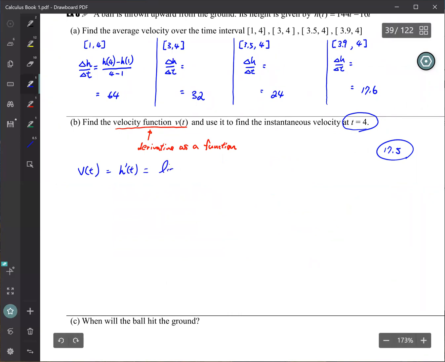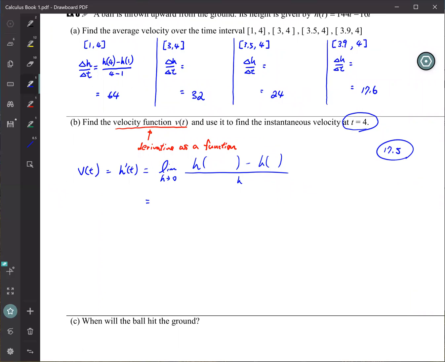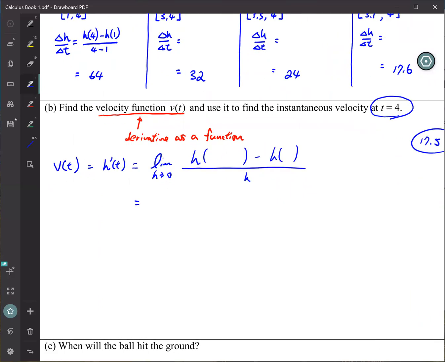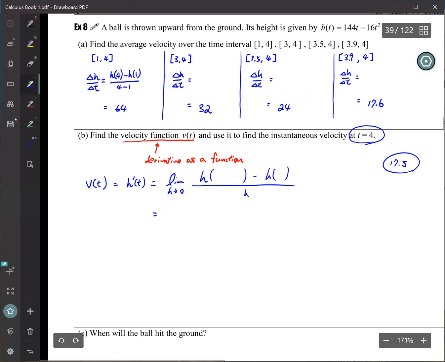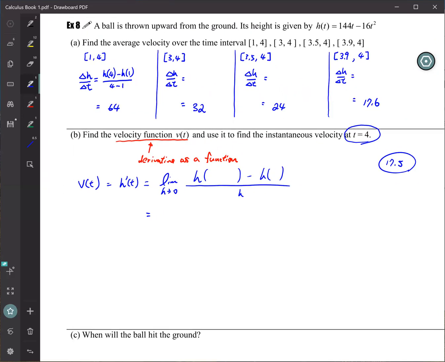Same thing, we're going to start with limit h approaching 0. If you haven't remembered the third one, you better remember it by now. Test yourself. What's on top? H of something minus H of something over H. The H in the denominator is different from the H on the top, so don't confuse the two H. Please set this up.